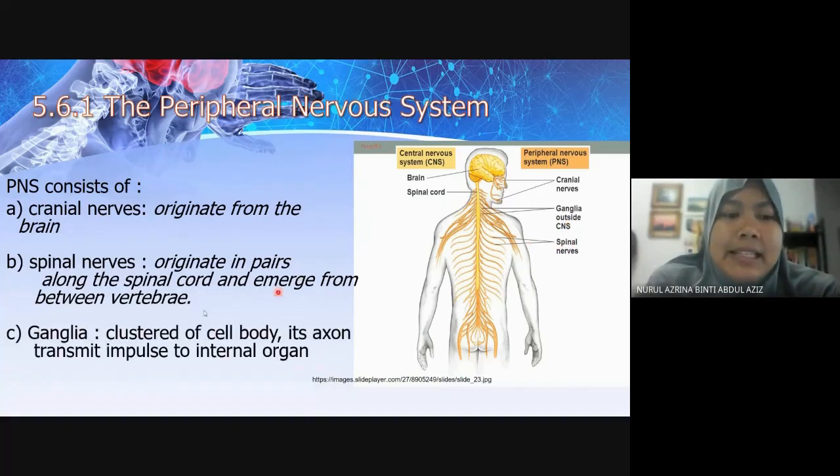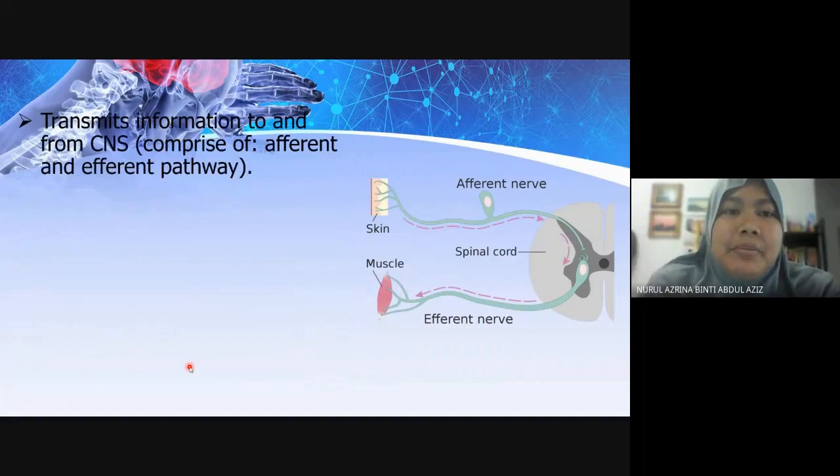And number 3 is ganglia. So ganglia is cluster of cell body where its axon transmit impulse to the internal organ. So this is ganglia yang nampak macam bulat-bulat sikit ni, yang betul bujur tebal-tebal ni. So this is what I call as ganglia. So ganglia is cluster of cell body where its axon transmit impulse to the internal organ. So dia boleh synapse dengan organ. Okay, right. So now let's see the function of peripheral nervous system.